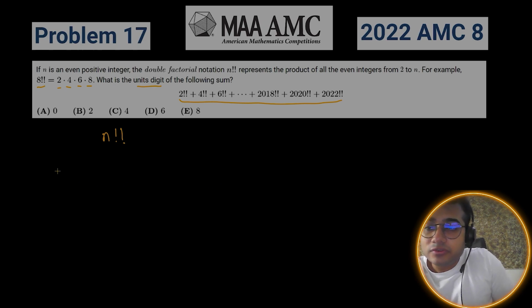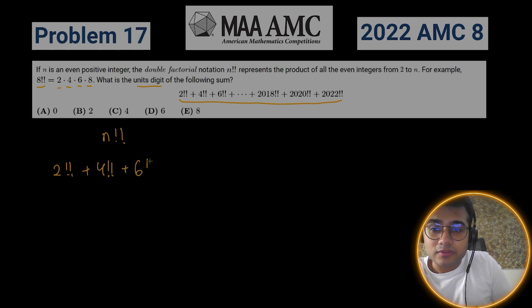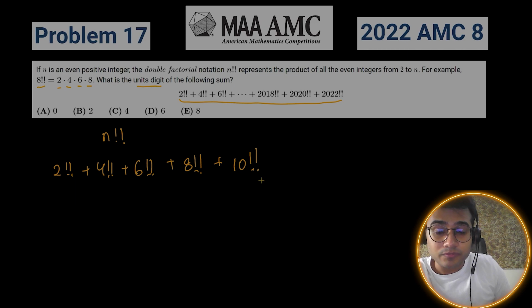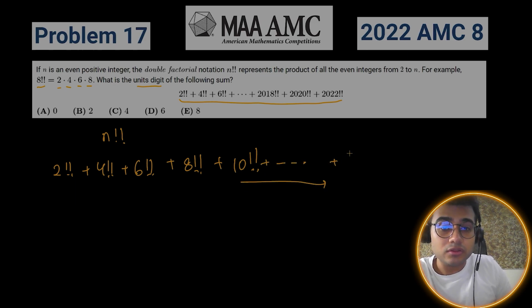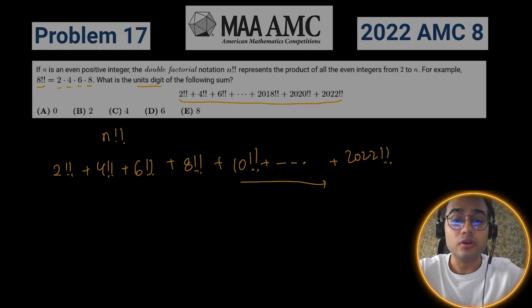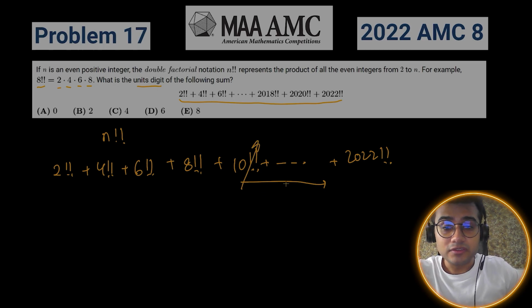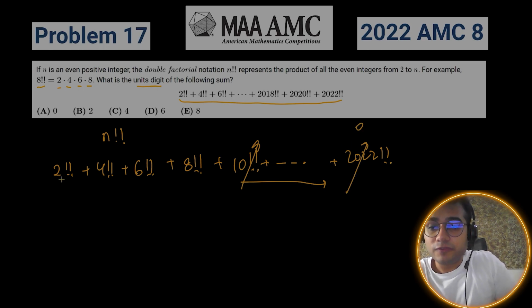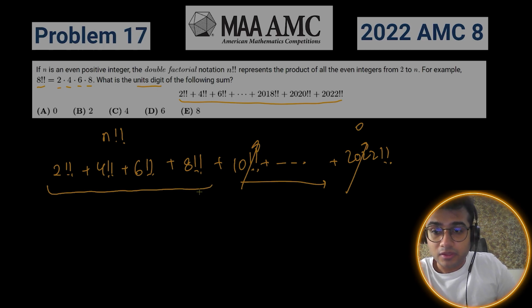Now, it's very interesting if you just write it out. So 2 double factorial plus 4 double factorial plus 6 double factorial plus 8 double factorial plus 10 double factorial. Now, 10 double factorial onwards all the way up till 2022 double factorial all will have a multiple of 10 inside of them, which will make the last digit 0. So the last digit of each of these numbers is going to be 0, so we can just ignore them. Now we just need to figure out what the last digit of this sum is. So let's find that out.